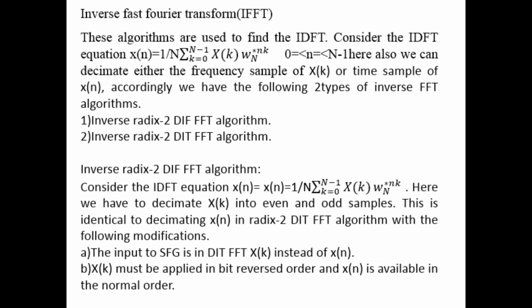Next, we are going to discuss inverse fast Fourier transform or IFFT. So these algorithms are used to find the IDFT. Consider the IDFT equation x of n is equal to 1 by N summation k is equal to 0 to N minus 1 X of k into omega N of star nk, where n varies between 0 to N minus 1. Here also we can decimate either the frequency sample X of k or time sample x of n. Accordingly, we have the following two types of inverse FFT algorithms.